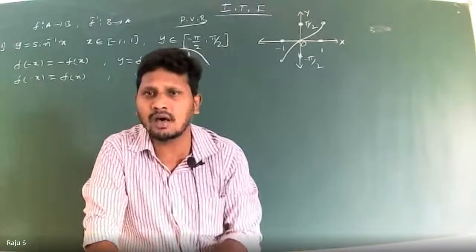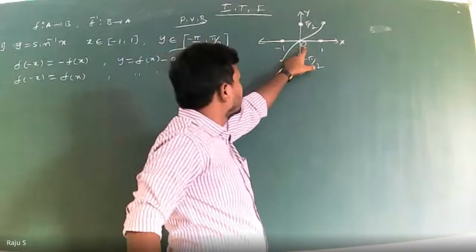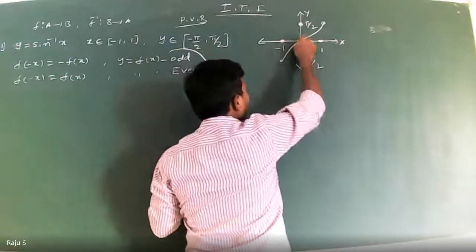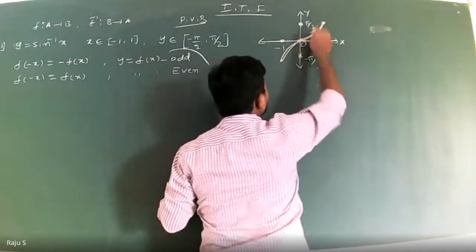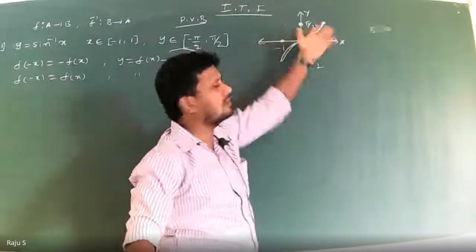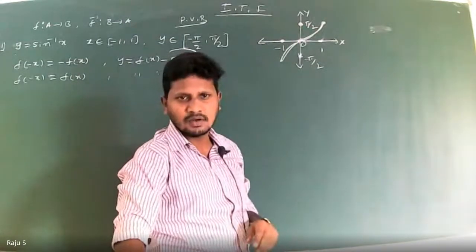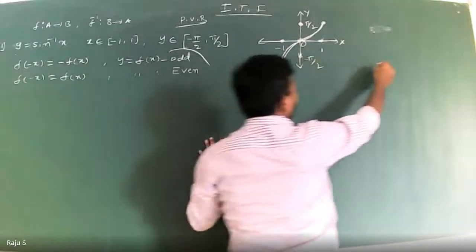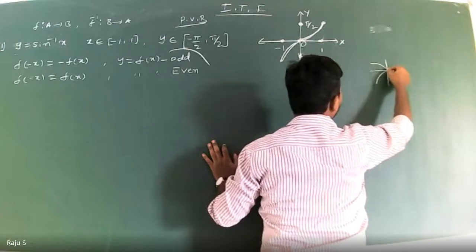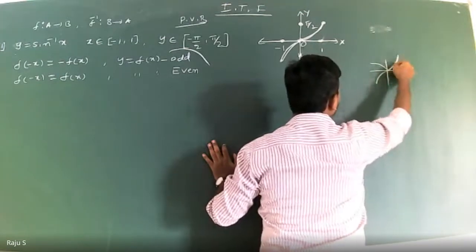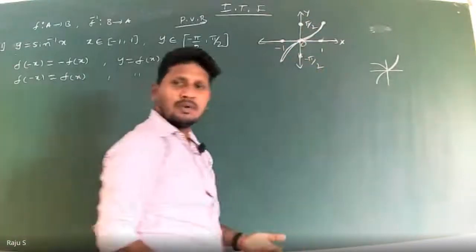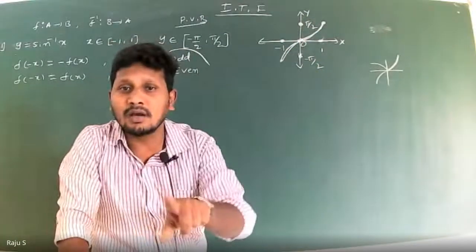Why is it symmetric about the origin? Because whatever image is there in the first quadrant, the same image we get in the third quadrant with respect to the origin. You can rotate this part, and when we rotate it by half, both will coincide. That is nothing but symmetric about the origin.